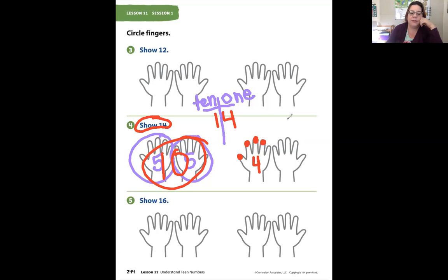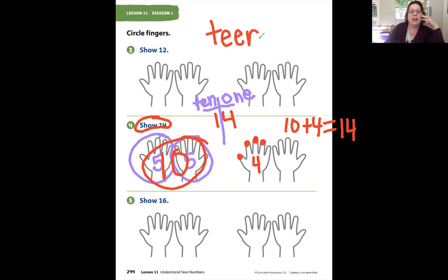So if I have 10 plus 4, that's called the expanded form of a number. 14 is standard form. 10 plus 4 is expanded form. So 10 plus 4 equals what? Equals 14. You know what I mean? And look at this.